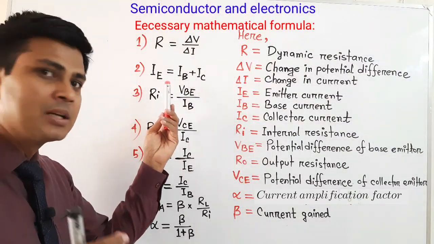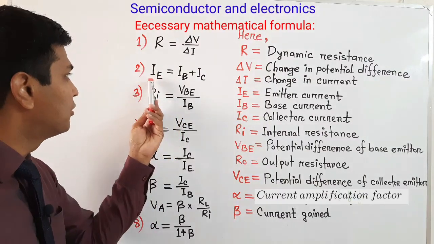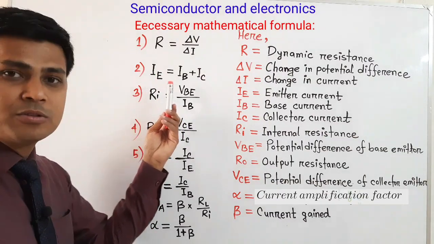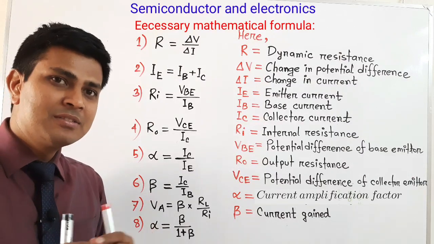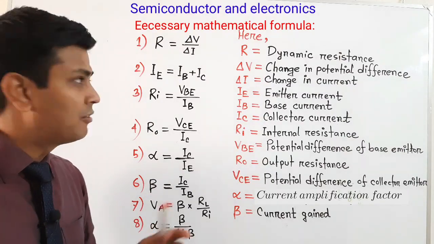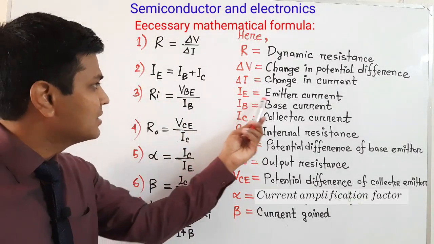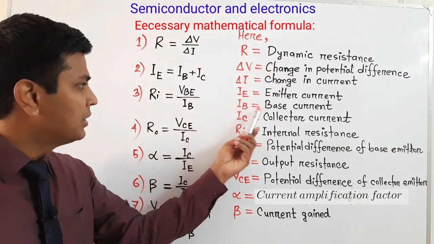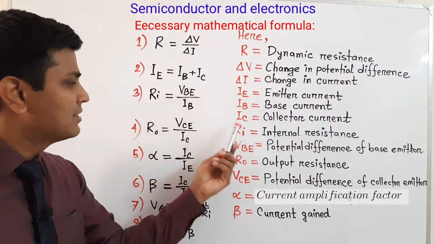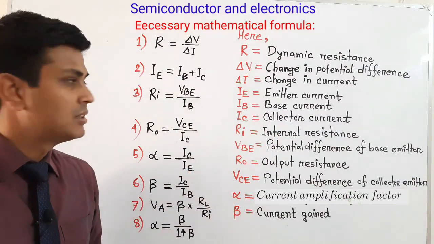The second formula is applicable for a transistor. If you calculate the emitter current by this formula, IE equals IB plus IC. That means the emitter current is the summation of the base current and collector current. Here IE is the emitter current, IB is the base current, and IC is the collector current.